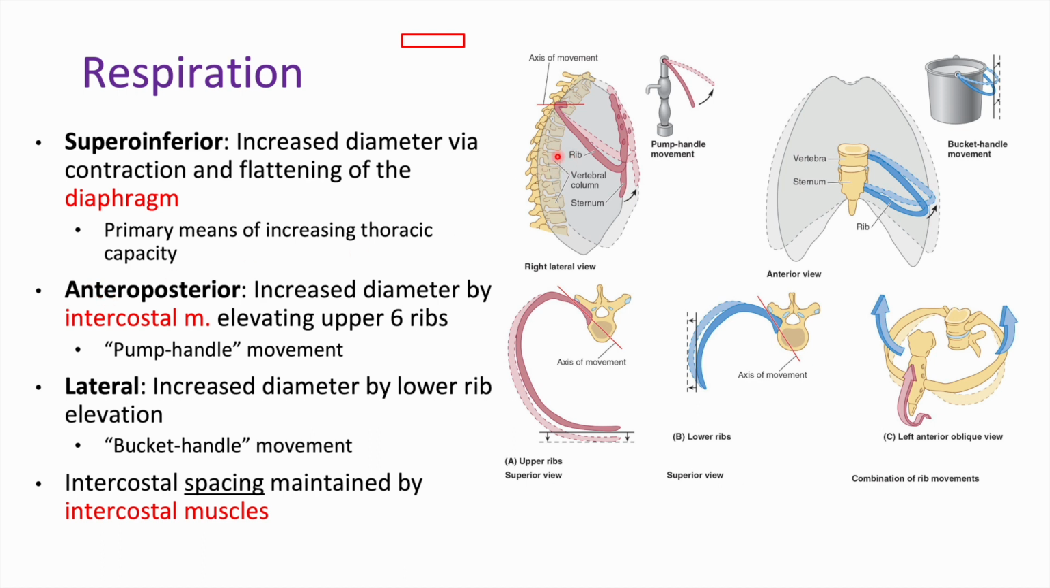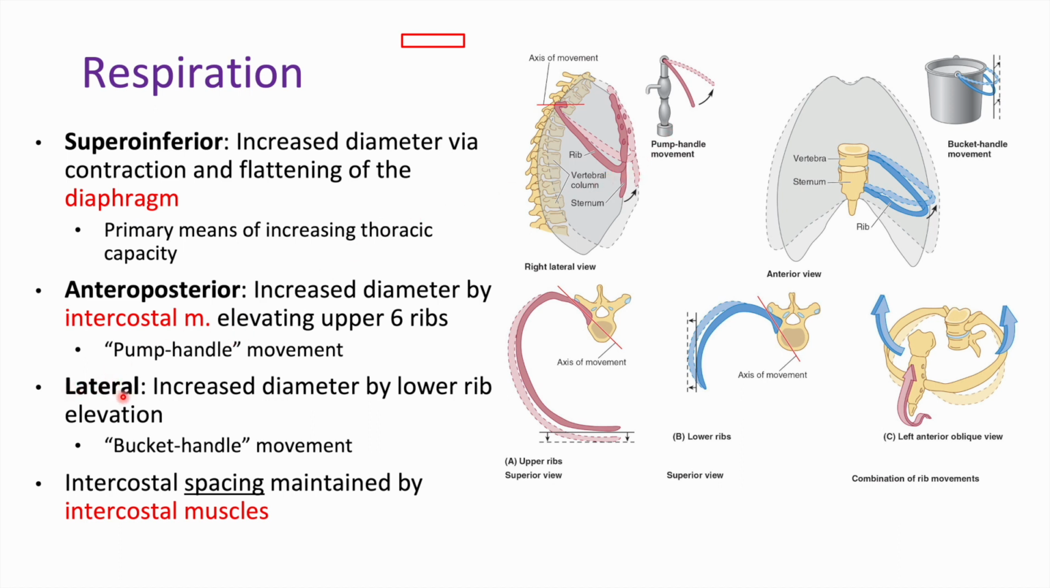Anterior-posterior, so that'll be this picture looking anteriorly at the sternum, posteriorly at the vertebrae. We're going to increase the diameter via the intercostal muscles elevating the upper six ribs. So you can see that would be here. The intercostal muscles are going to elevate it up, and that'll create this sort of pump handle movement, which is kind of depicted here. And that's going to expand and have us breathe.